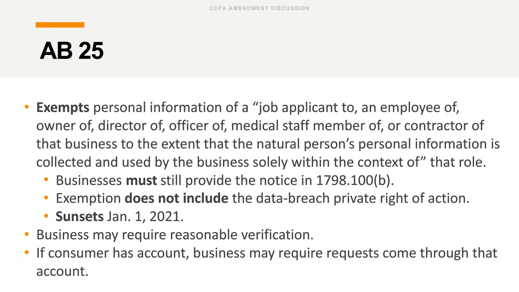And just to cover a couple more points about AB 25, it was doing some changes beyond just the employee information exemption. There's a change that allows businesses to require reasonable verification of consumers when they submit a consumer request. I think before it was kind of this unstated understanding that businesses would be able to require verification. Now it is explicit in the CCPA.